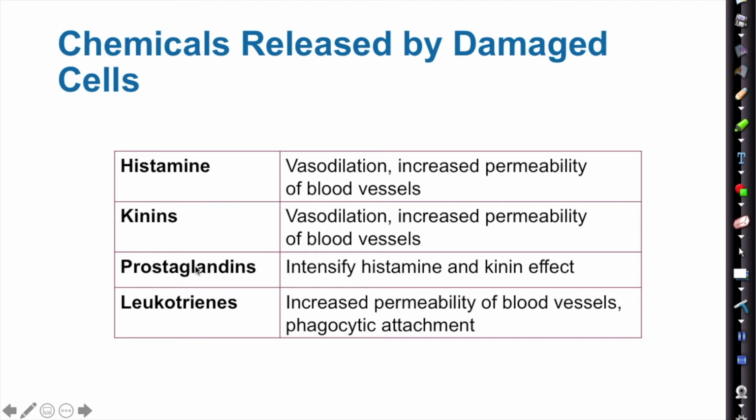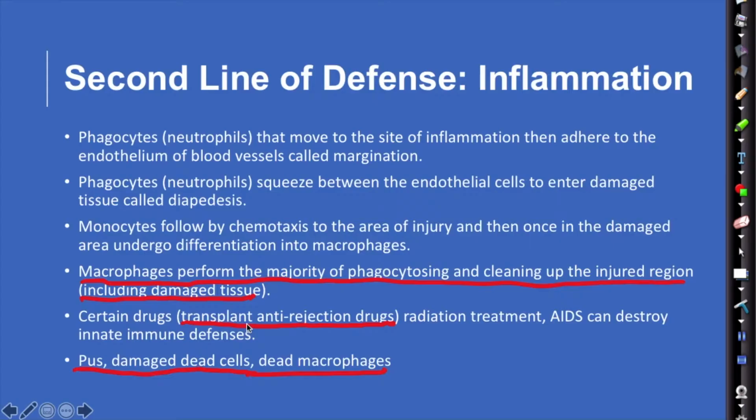Kinins and the prostaglandins do, and the leukotrienes. These are all chemical signals that are released by the basophils, or a mast cell. So phagocytes move, neutrophils that move to the site of inflammation adhere to the endothelium of blood vessels. That's called margination. So they squeeze in between those.